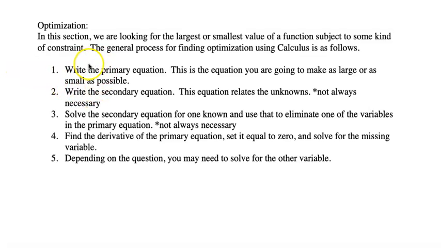An optimization problem in calculus is where we're finding the largest or smallest value of some function. So we're maximizing or minimizing some function subject to a certain constraint. And we're going to follow this process in which we have a primary equation and a secondary equation. And then we're solving the secondary equation, finding the derivative of the primary equation, and then possibly solving for another variable. So let's go through this process with an example.